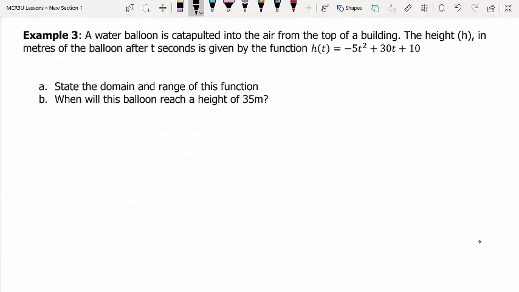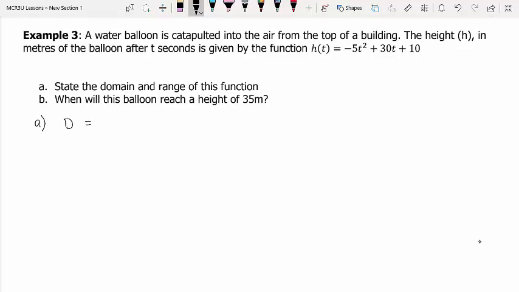So a water balloon is catapulted into the air from the top of a building. The height h in meters of the balloon after t seconds is given by the function h at t equals negative 5t squared plus 30t plus 10. State the domain and range of this function. So to state the domain and range, we need to know which direction the quadratic opens and the vertex. So let's start with the domain because it's a quadratic.